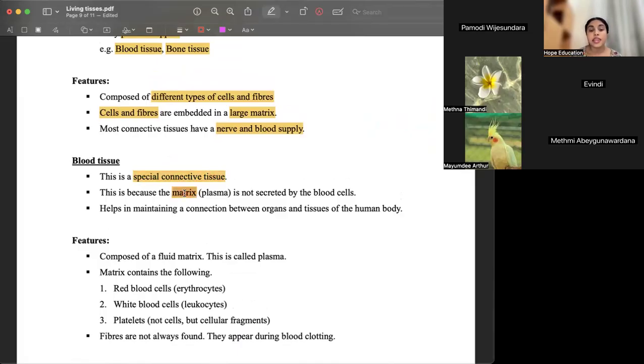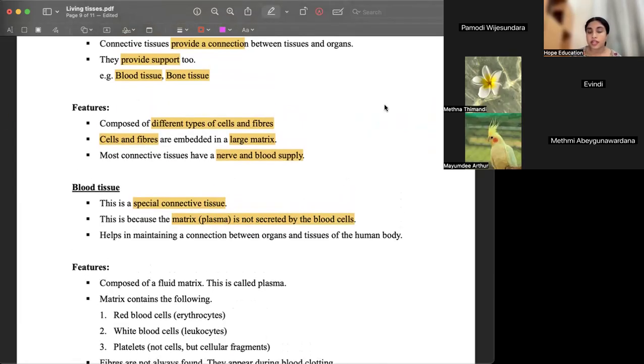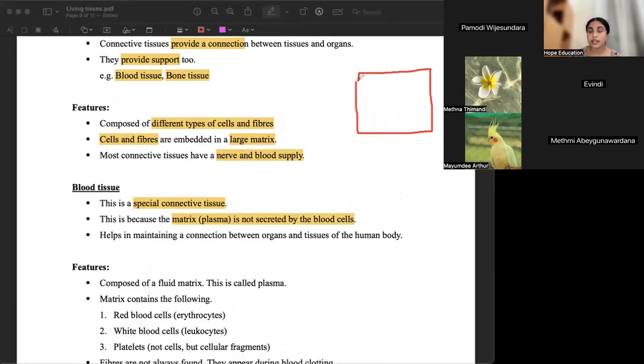That is because the matrix is not secreted by the blood cells. In normal connective tissues, as I told you, there's a matrix, and the cells and fibers are all embedded in this matrix. Actually, this matrix is produced by the cells themselves. The cells make the matrix and then they are embedded in it. That is in normal connective tissues. But blood tissue is special.